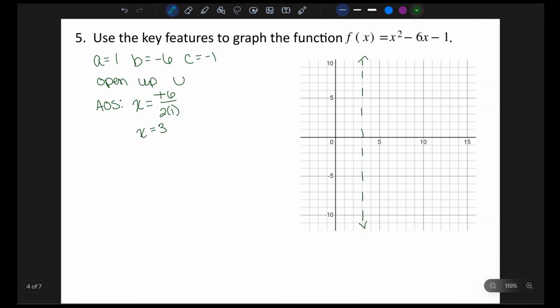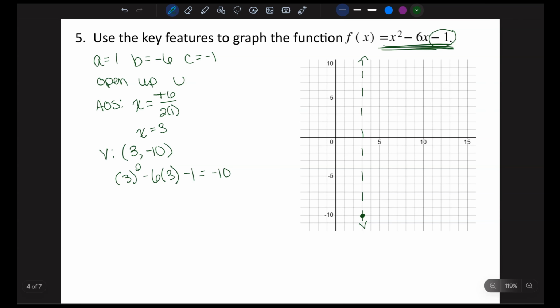All right. Then I'm going to find my vertex by plugging in that x value of 3 into the equation that I am given. So I have 3 squared minus 6 times 3 minus 1, which gives me -10. So my vertex is at 3, -10. Remember, that should always be on your axis of symmetry. Now this time I could plot my y-intercept at -1.